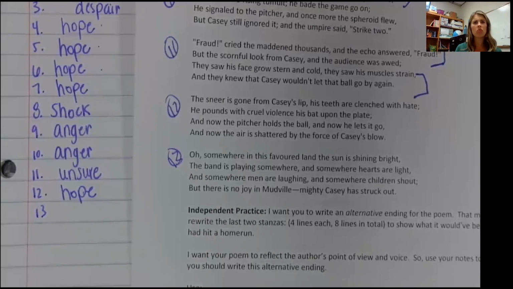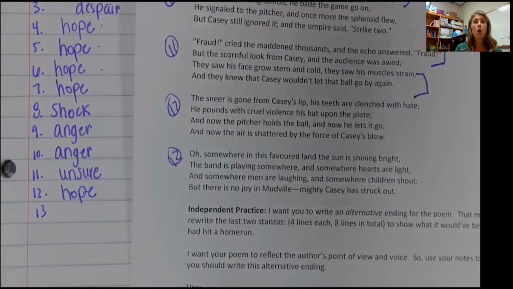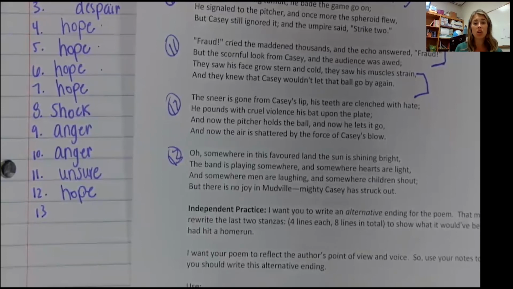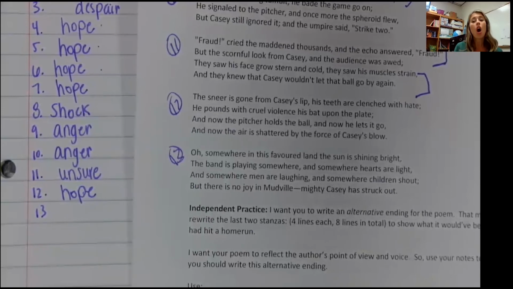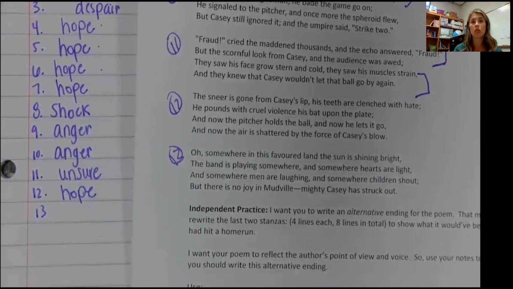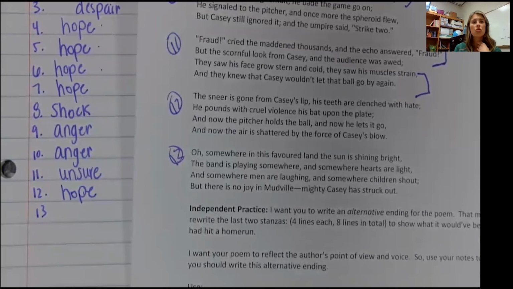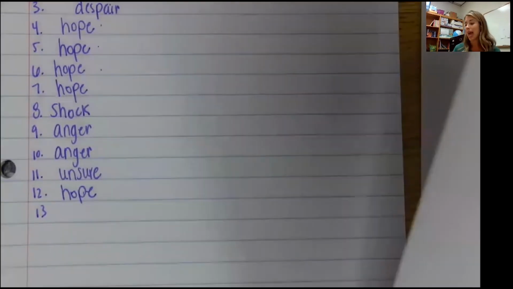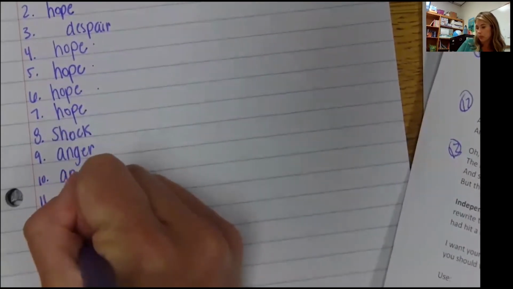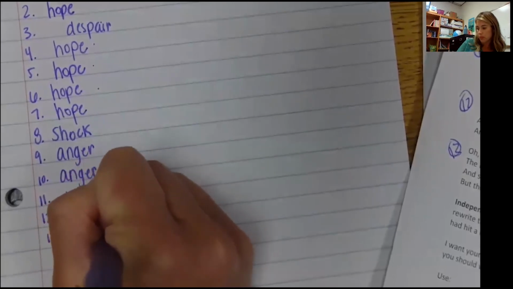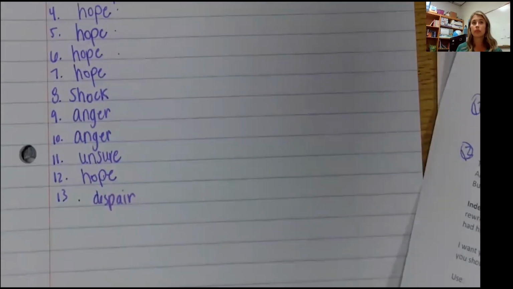What emotion do we get out of the only line in the last stanza that focuses on the fans? Because remember, our goal here is to focus on the fans. Yeah, they're back to being bummed out, just like they were at the beginning of the poem. Can you use the word we used earlier that works on this stanza? What word would you use? I would think despair would work too. Let's add it to our chart. Despair.